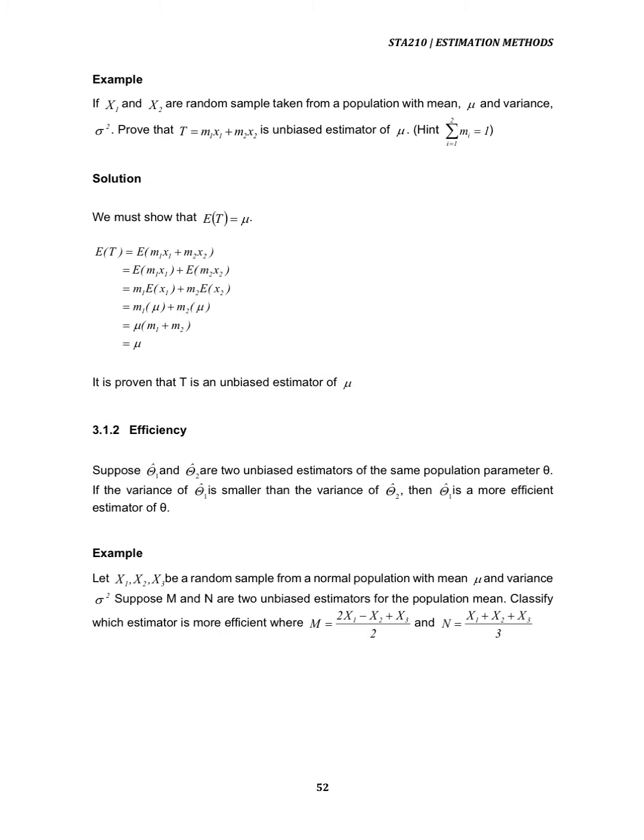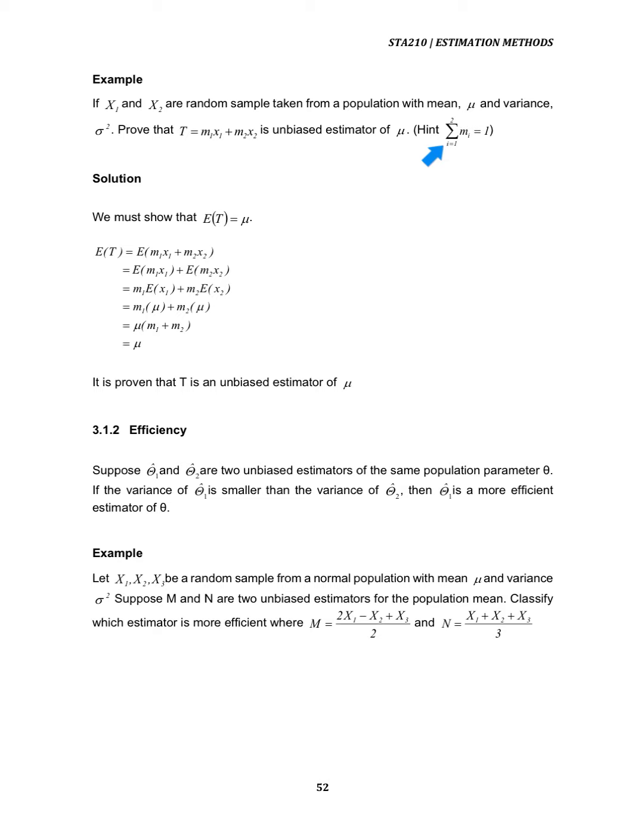Okay, let's move into the next example. If x1 and x2 are a random sample taken from a population with mean mu and variance sigma square, prove that T equals m1 x1 plus m2 x2 is an unbiased estimator of mu.